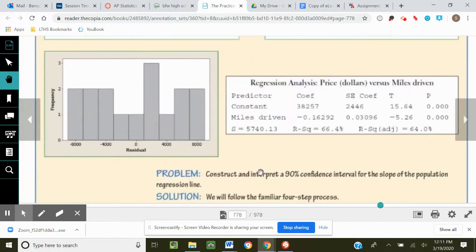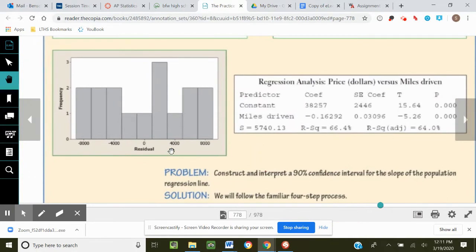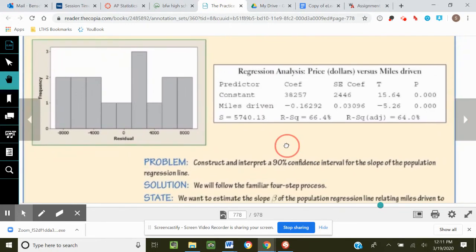Okay, all right. So for this condition, they also give us a histogram of residuals. And so for our normal condition, we're just making sure there's no strong skewness or outliers here. Certainly not. Here's our computer output that gives us information about the line of best fit, S, R squared, etc. There is some additional information here that we'll use. If you look at the slope, which is this number here, negative 0.16292, right next to it, under the column SE coefficient, standard error of the coefficient, that is the standard error of the slope, okay? So we're going to pull the standard error of the slope right off of the computer output.